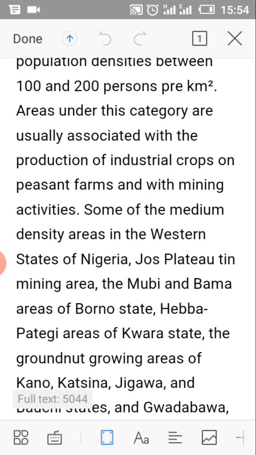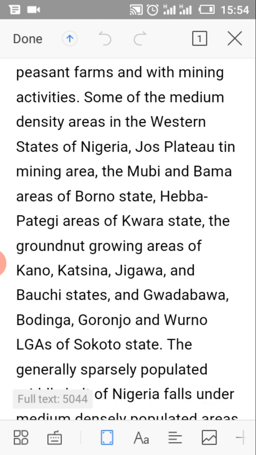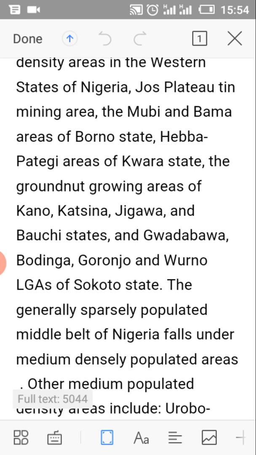Some of the medium densely populated areas in the northern states of Nigeria are the Jos Plateau, which is known for tin mining, the Mobi and the Bama areas of Borno State, the Ebagi area of Kwara State, the groundnut growing areas of Kano, Katsina, Jigawa, Bauchi State, and Gwadabawa, the Bodinga, the Goronyo, and the Wamako local government of Sokoto State.